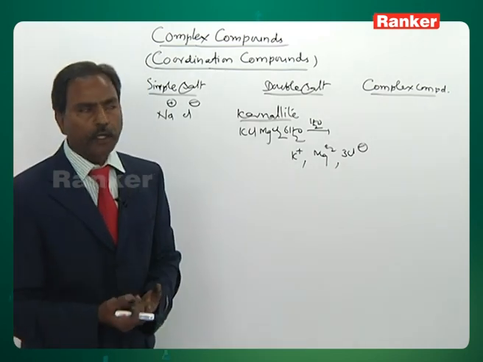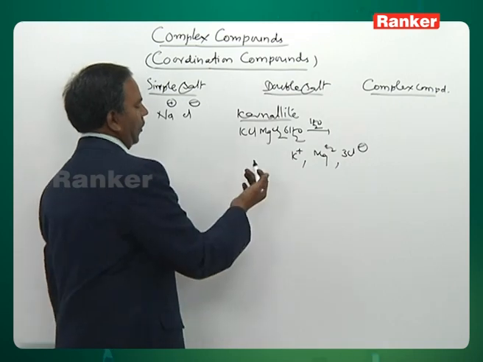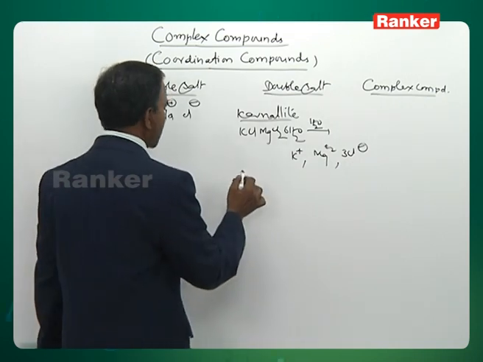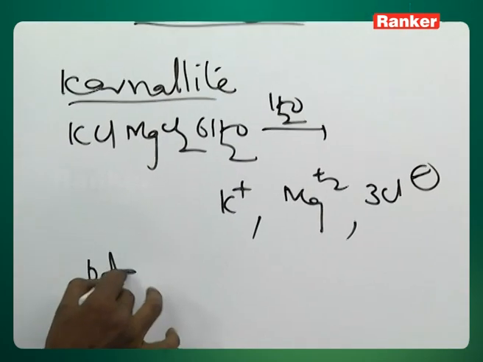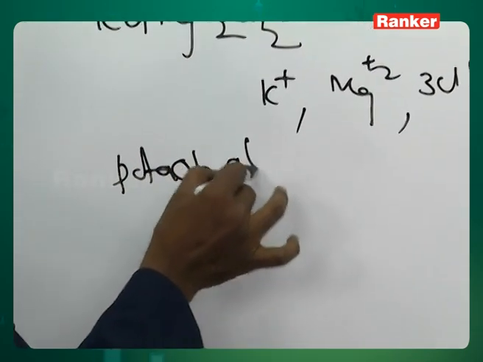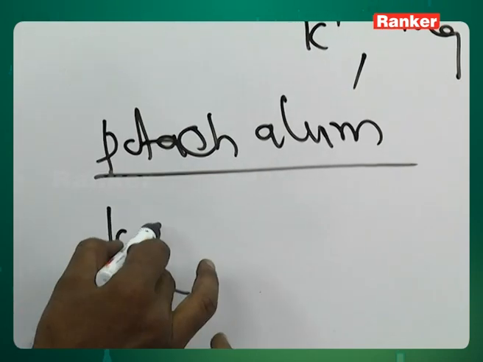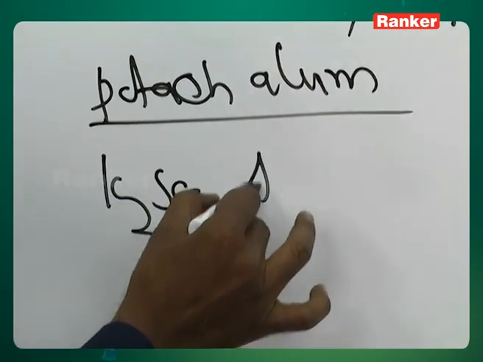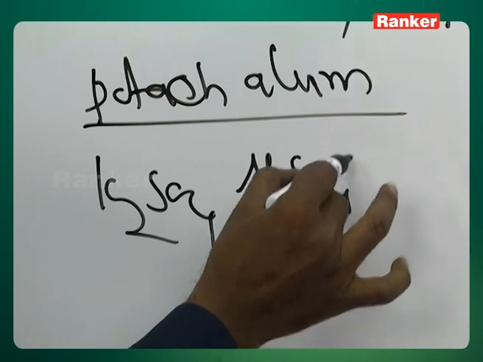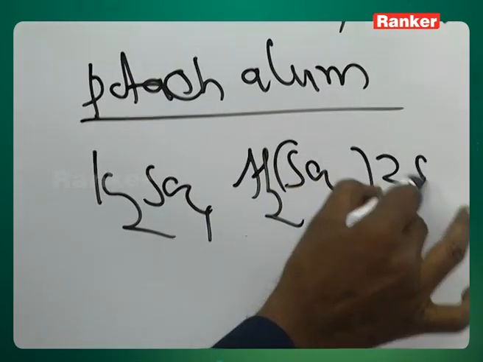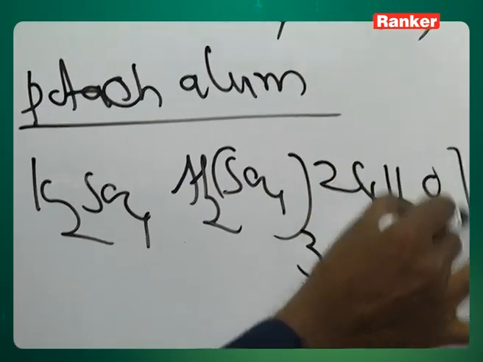Let me give another good example. Let me take potash alum, well known to you. It is K2SO4, Al2(SO4)3, 24H2O. This is potash alum.